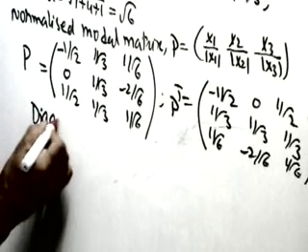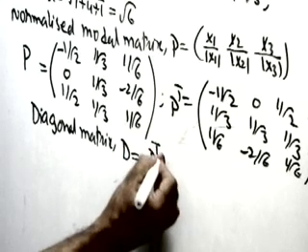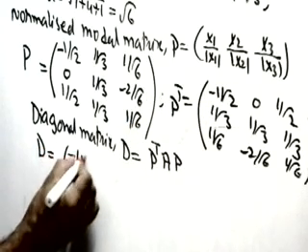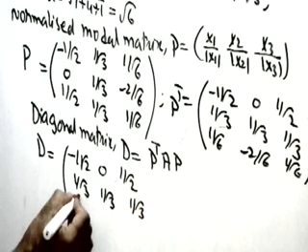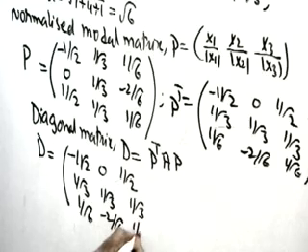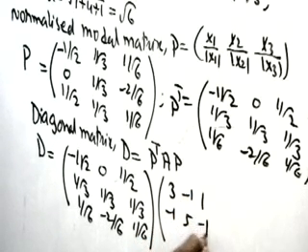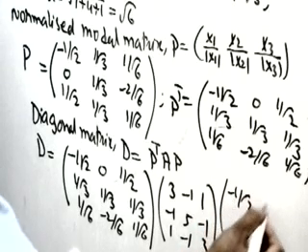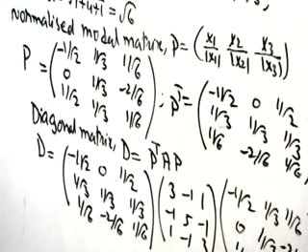Next step is the diagonal matrix. The diagonal matrix is denoted by D. Its formula is P transpose into A into P. So D equals P transpose, we got this value: minus 1 by root 2, 0, 1 by root 2; 1 by root 3, 1 by root 3, 1 by root 3; 1 by root 6, minus 2 by root 6, 1 by root 6, into A. The value of A is given in the question: 3, minus 1, 1; minus 1, 5, minus 1; 1, minus 1, 3, into P. P we are having here. So the last step.